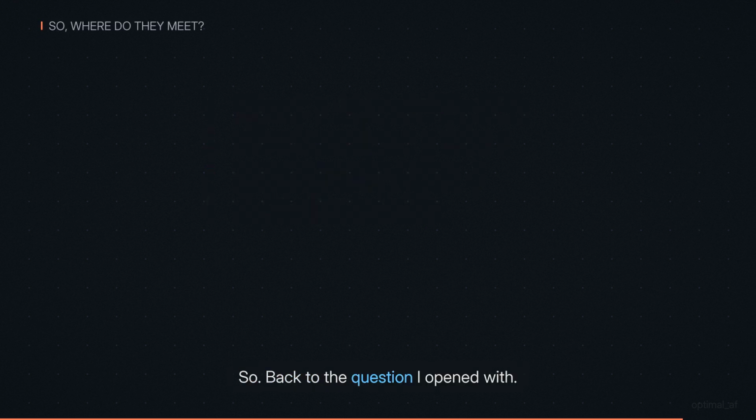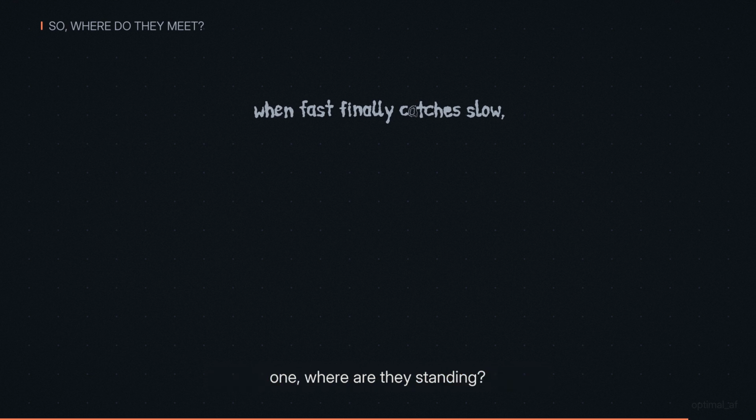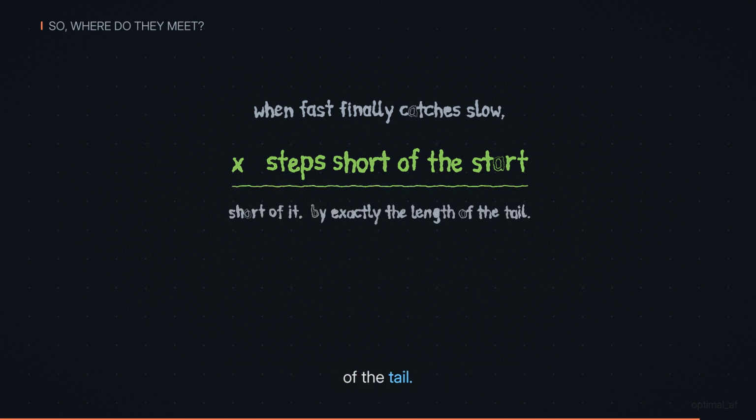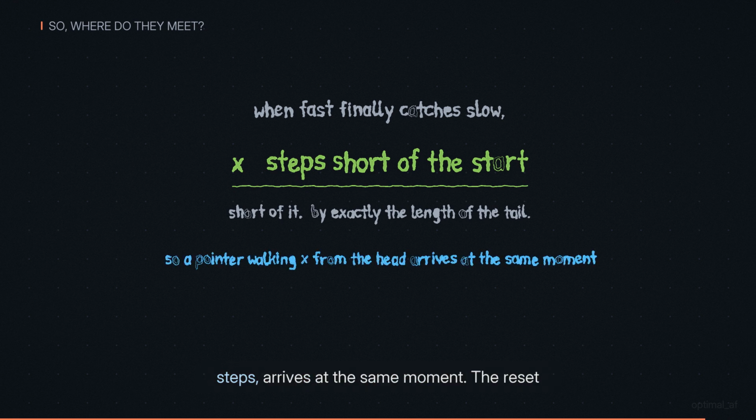So, back to the question I opened with. When the fast pointer finally catches the slow one, where are they standing? X steps short of the start of the cycle. Not at it, short of it, by exactly the length of the tail. Which is why walking a pointer from the head, X steps arrives at the same moment. The reset is not a trick you have to remember. It is that one sentence read backwards.